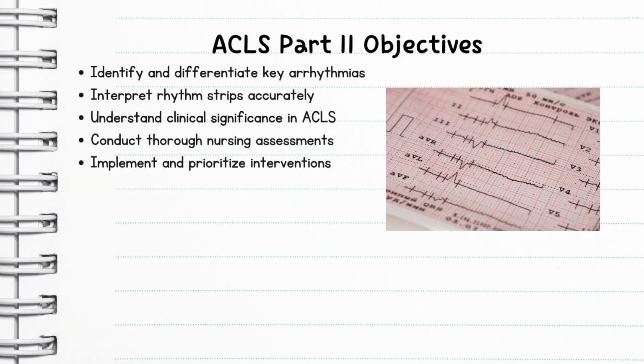Before we jump into the arrhythmias themselves, let's set our objectives. Today, we'll be identifying and differentiating the arrhythmias that are critical in the ACLS scenarios. We'll interpret rhythm strips, understand the clinical significance of each, and explore how to conduct thorough nursing assessments. Most importantly, we will discuss how to implement and prioritize the necessary interventions quickly and effectively. Keep these objectives in mind as we go through each rhythm because everything ties back to these key points.